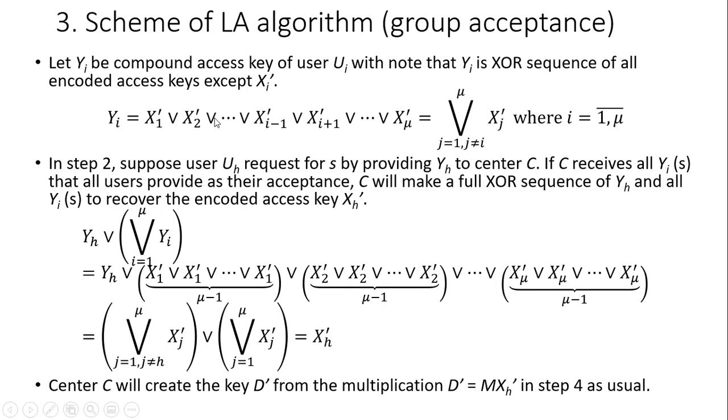This equation is the encoded source sequence. But this equation is the recovered source sequence. And finally, center C will create the key D quark from the multiplication M S S quark.